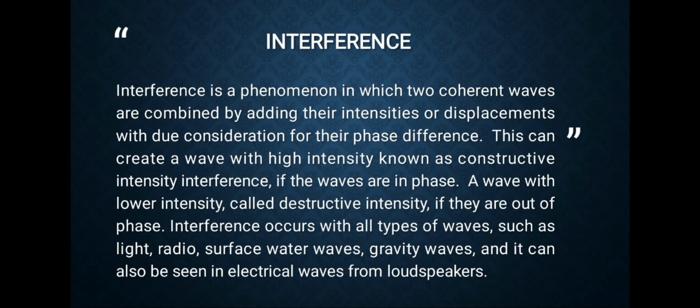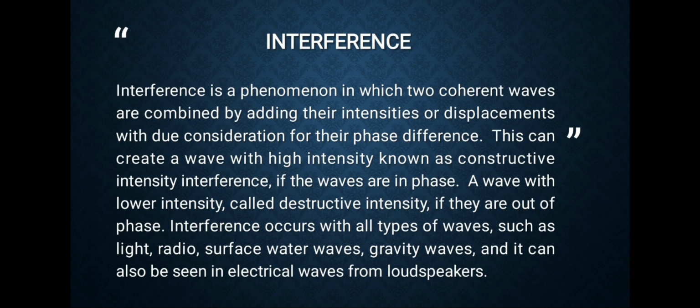Interference. Interference is a phenomenon in which two coherent waves are combined by adding their intensities or displacements with due consideration for their phase difference. This can create a wave with high intensity, known as constructive interference, if the waves are in phase, or a wave with lower intensity, called destructive interference, if they are out of phase. Interference occurs with all types of waves, such as light, radio, surface water waves, and gravity waves, and it can also be seen in electrical waves from loudspeakers.